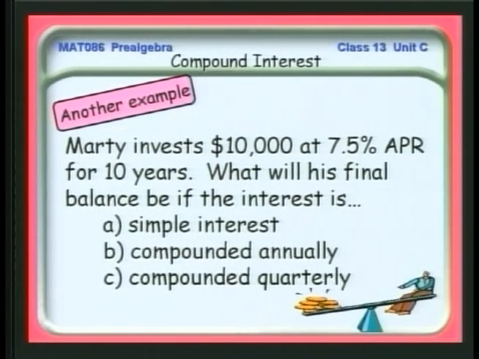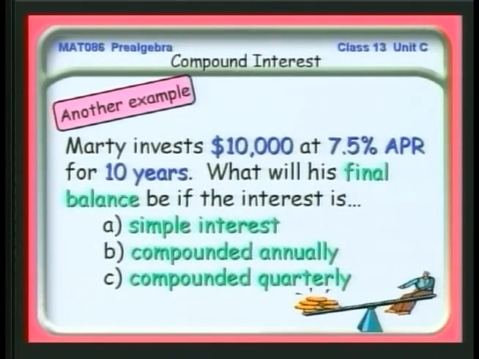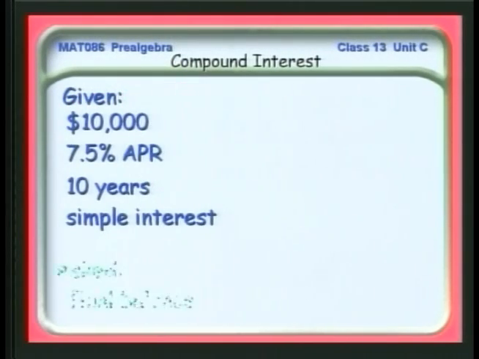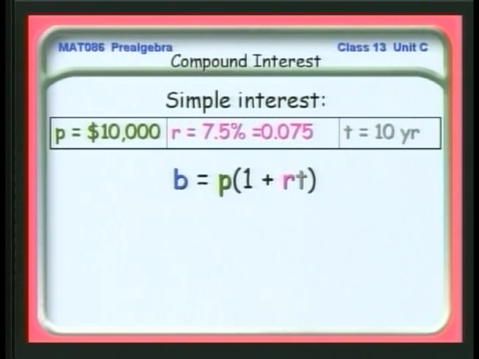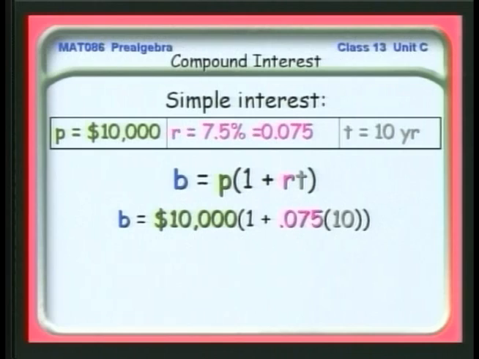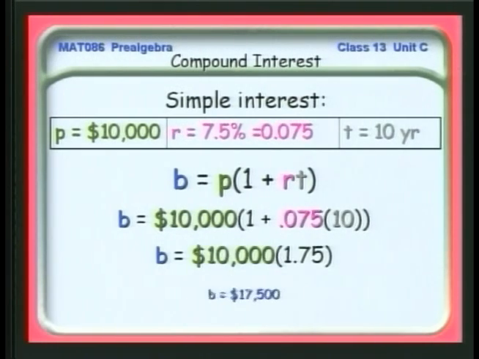Marty invests $10,000 at 7.5% APR for 10 years. What will his final balance be if the interest is simple interest, compounded annually, compounded quarterly? Let's take a look. First of all, there's the information. Here's what we're given, and here's the final balance. We're going to look first of all at simple interest. If I put that up as a table, in terms of simple interest, when I work it out, I get $17,500, just following the formula.